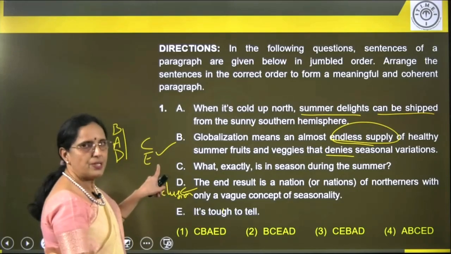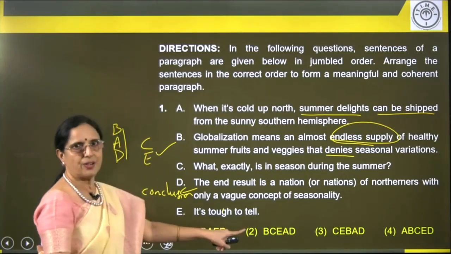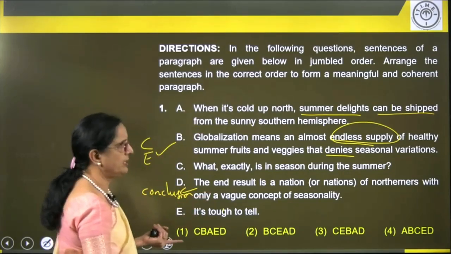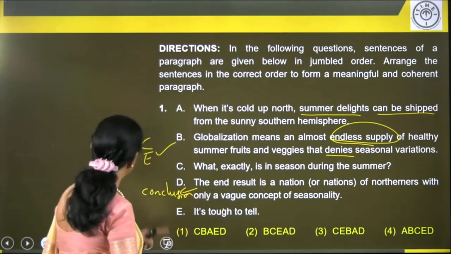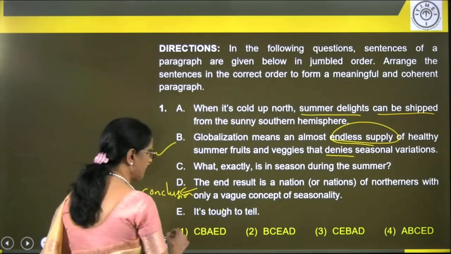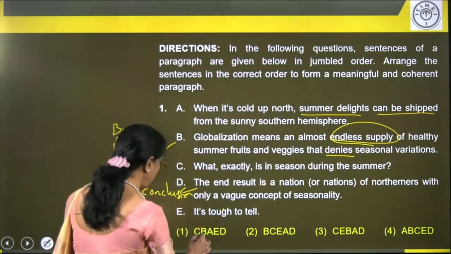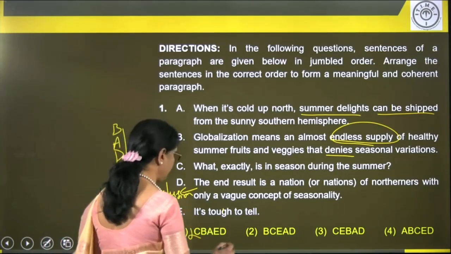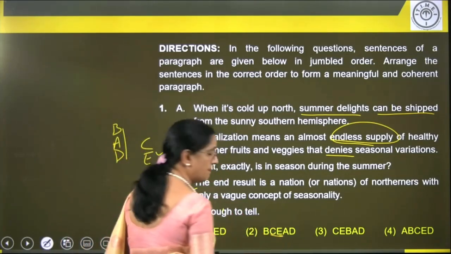C is another combination. So with this, you go to the choices. Or read all the statements and check whether they make sense or not. Okay. So where do you have CE, BAD? Alright. So CE is not there. You can eliminate. Alright. And CE is here.